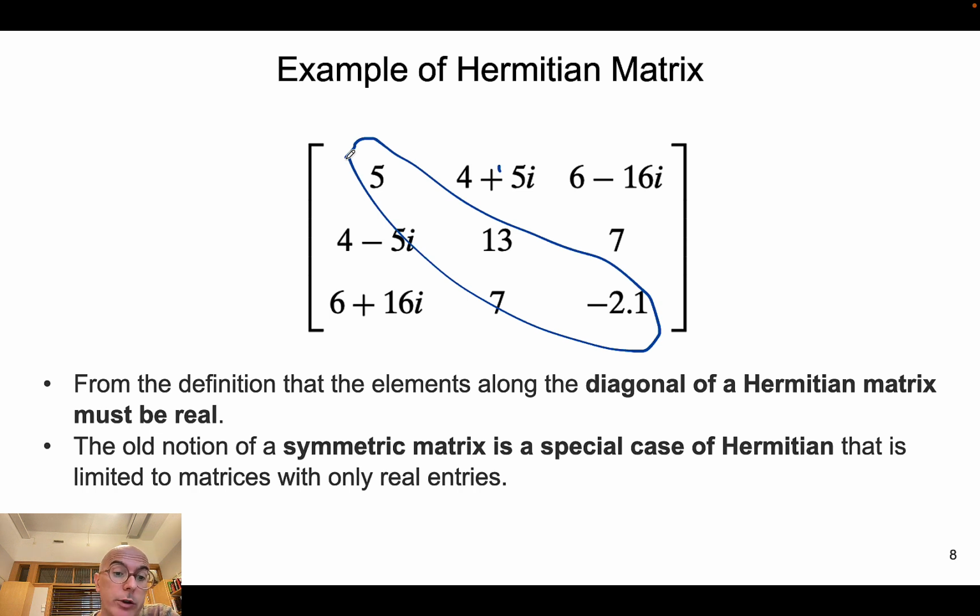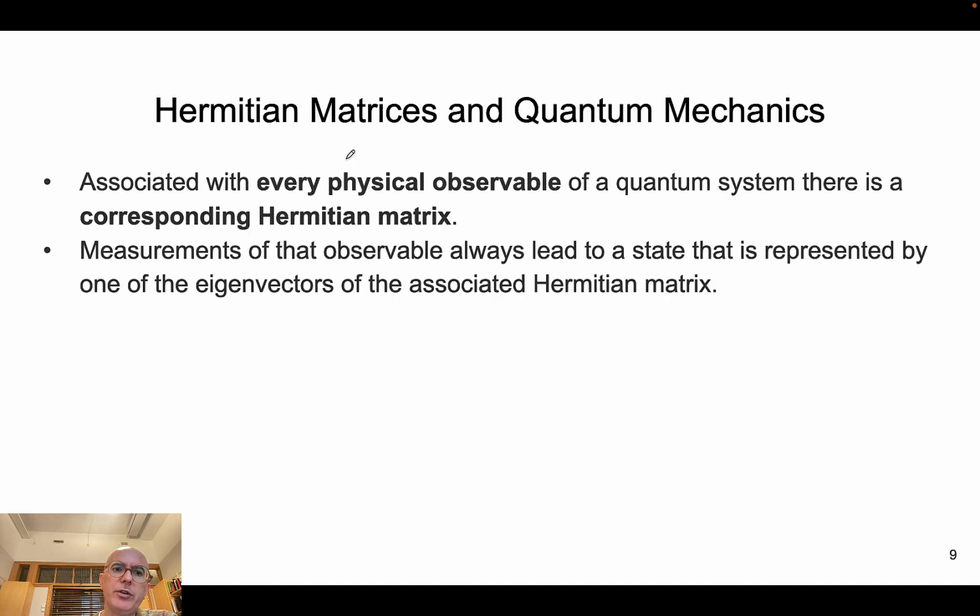In addition, a symmetric matrix is a special case of a Hermitian matrix, limited to matrices with only real entries. So any symmetric matrix with real values is also Hermitian, right? Because we don't have the conjugate part. So why do we introduce Hermitian matrices? Well, the reason is that this is extremely important for quantum computing.